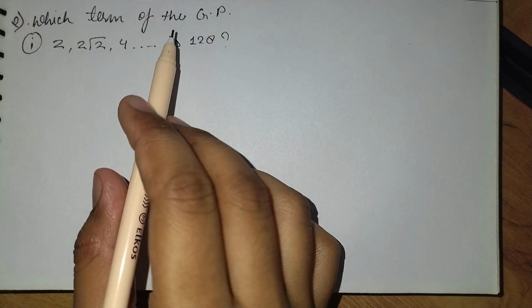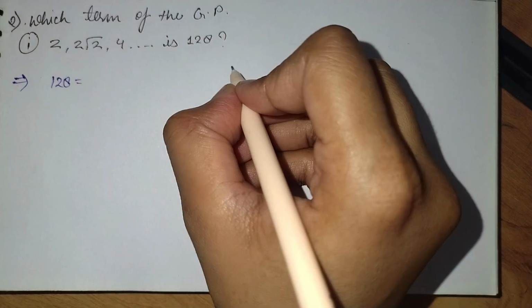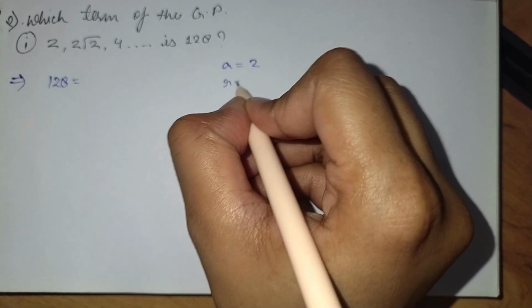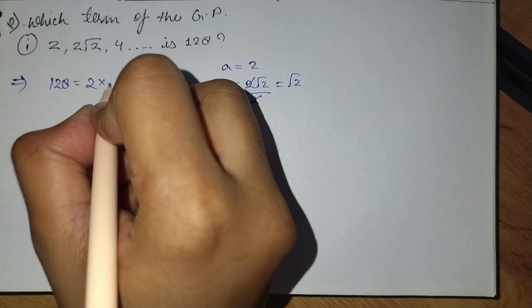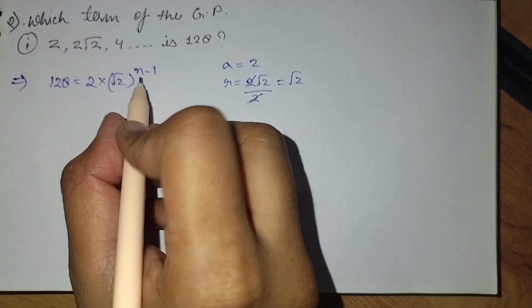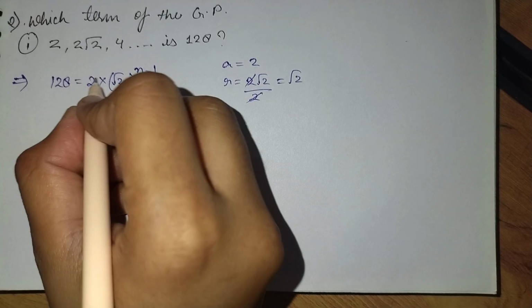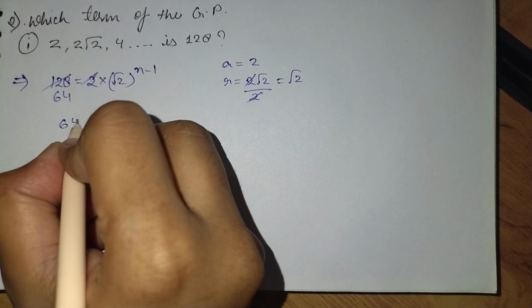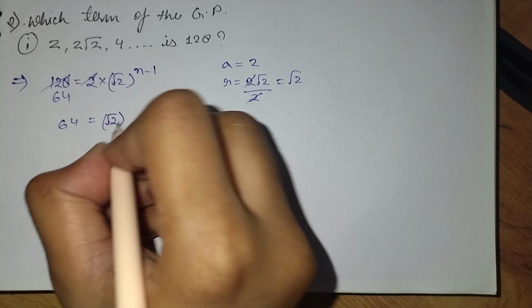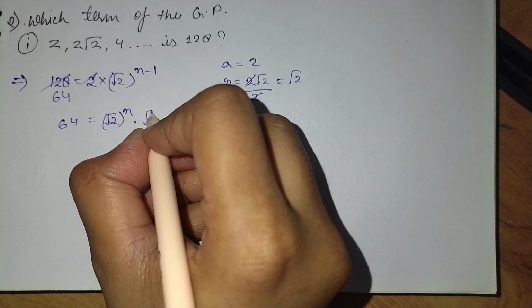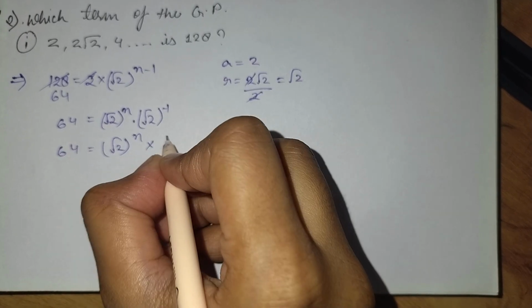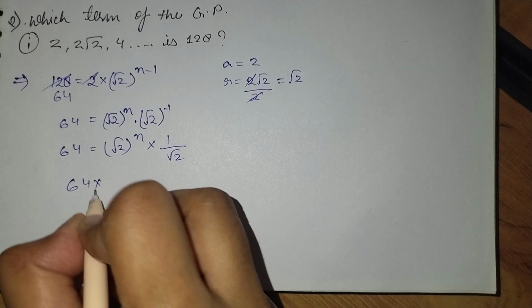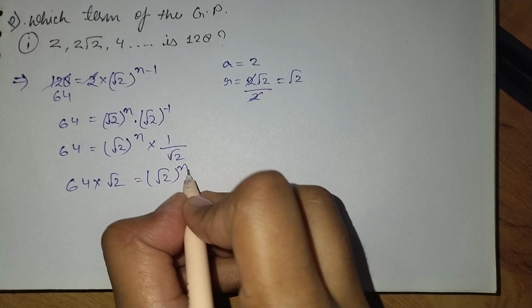Now let us solve question number 2. Which term of the GP is 128, we have to find. So simply 128 is the term where first term is 2 and the common ratio is 2 root 2 divided by 2. We will get root 2, and this will become 2 into (root 2)^(n-1). N we have to find which term it is. So cancelling this part, this is cancelled by 64. Here it will become 2^n, and here this will become (root 2)^(-1). So 64 equal to (root 2)^n multiplied by 1 by root 2. 64 into root 2 equal to (root 2)^n.